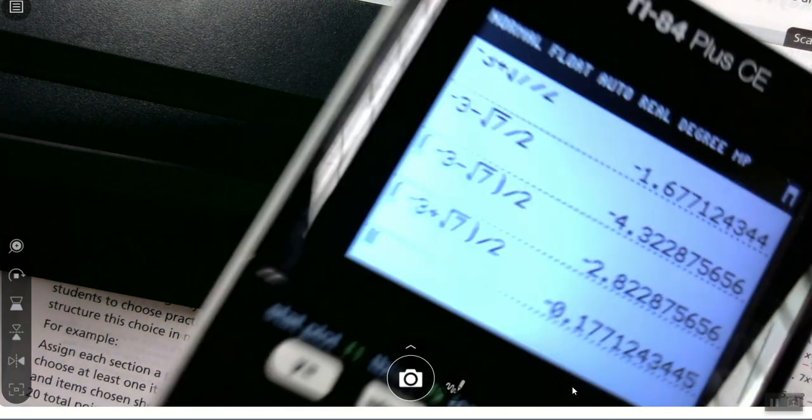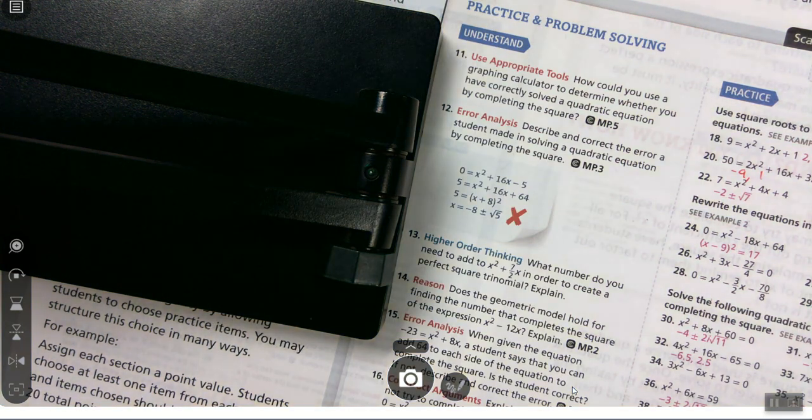I love these new TI-84s. They're awesome. That's a cool calculator. Okay, my guess, if you got any number wrong, is that it's going to happen when you divide by 2.